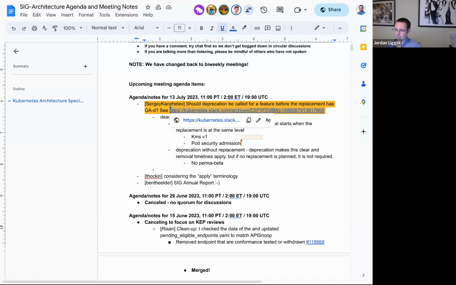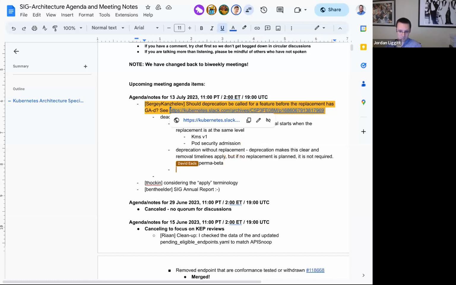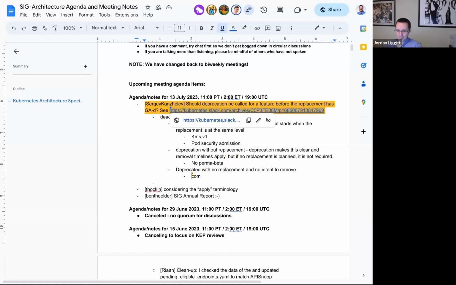Another example is marking something as deprecated, even when there's no replacement and we don't intend to remove it. So the v1 component status API is a good example of that, where we know it has problems, but it's a GA API. And so the people who it's working for, we don't really intend to break them, but we also don't intend to give attention to or fix some of the fundamental issues with it.